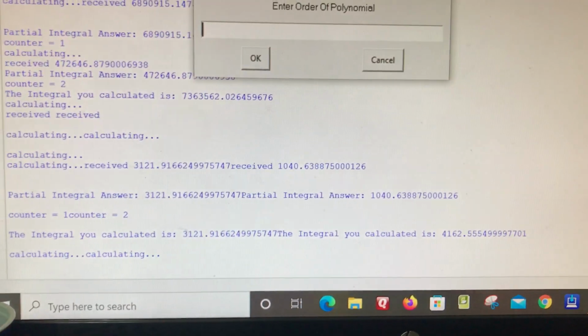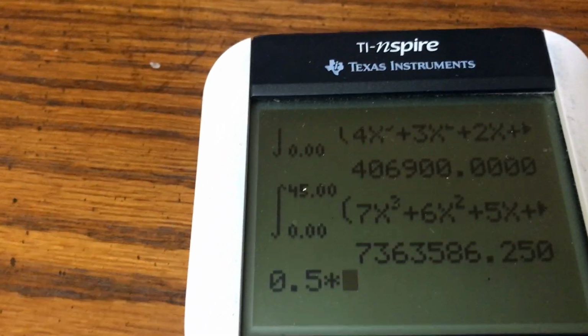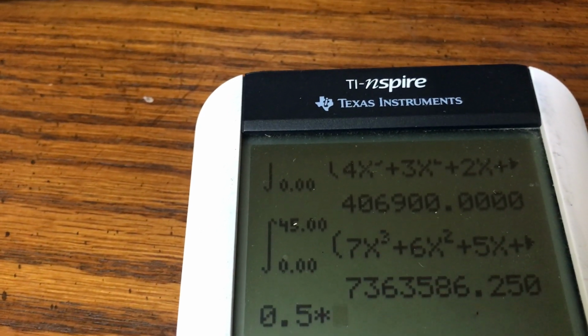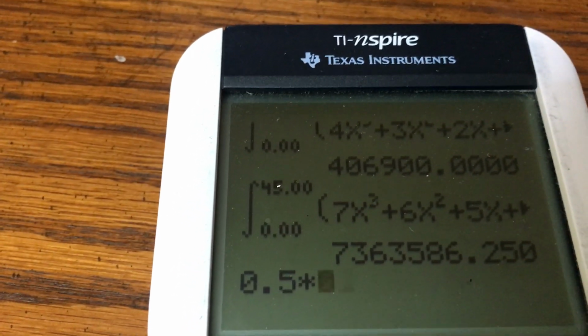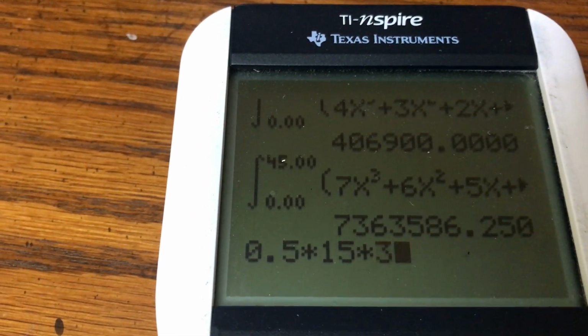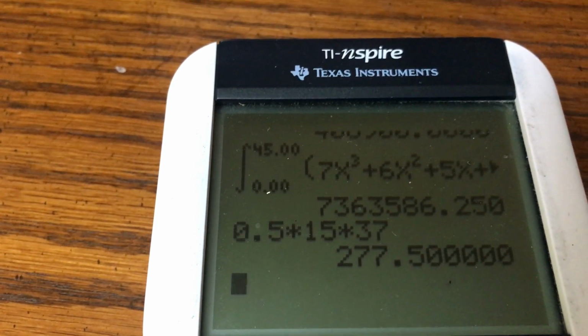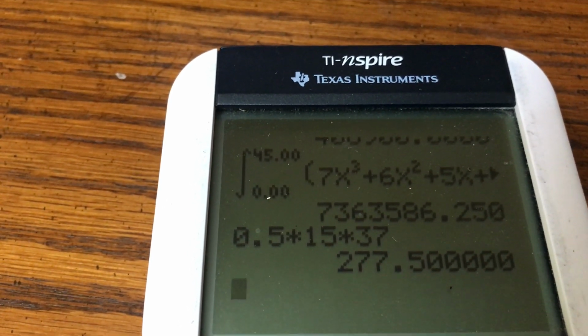Okay, we'll look at the answer in a second, but we know that if we have a triangle, it's half times base times height. So we ran this from 0 to 15, so it'd be multiplied by 15, then multiply that by the 37. Where did I mess this up? I'm sorry, I forgot the number I entered a minute ago.